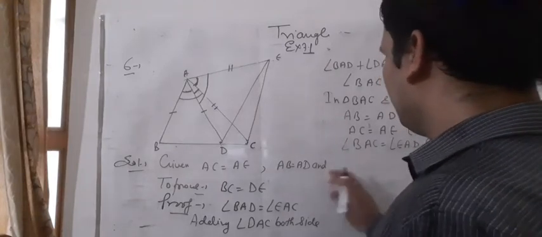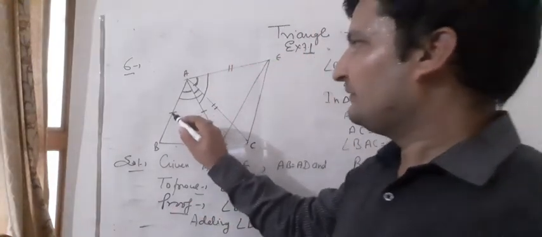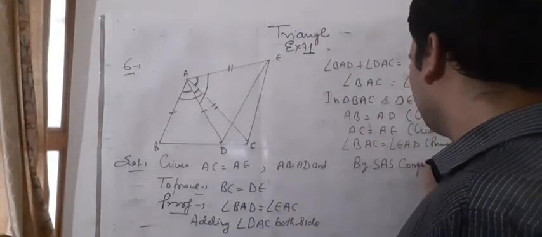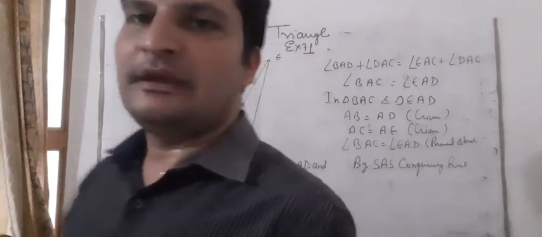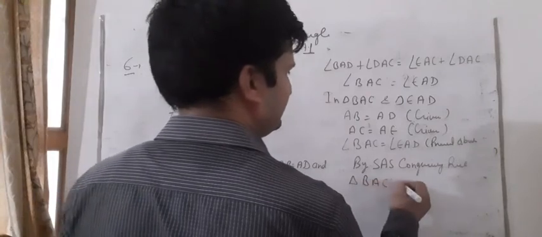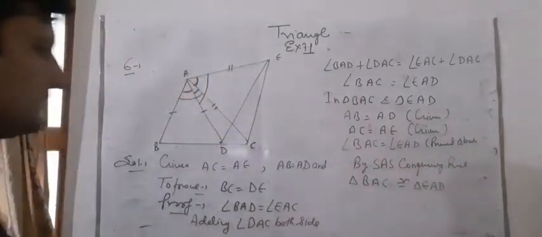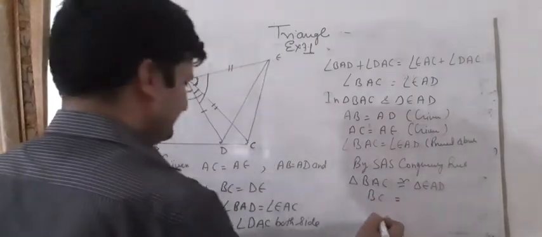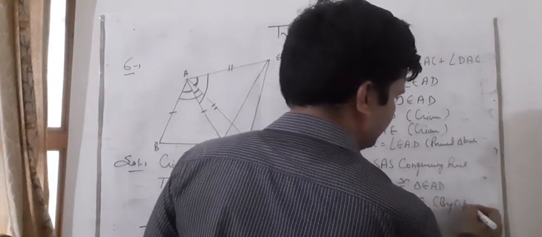So by which rule are we following it here? We are using the SAS congruency rule. By the SAS congruency rule, we can say that triangle BAC is congruent to triangle EAD. अब देखिए, two triangles are congruent to each other, so it means we can say that BC is equal to DE or ED by CPCT.